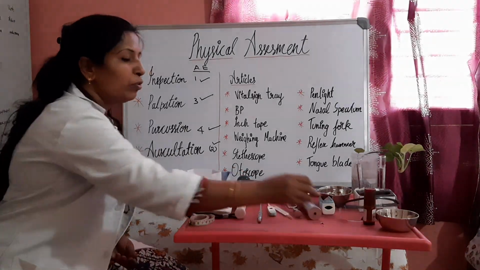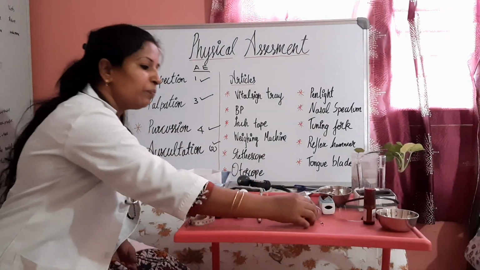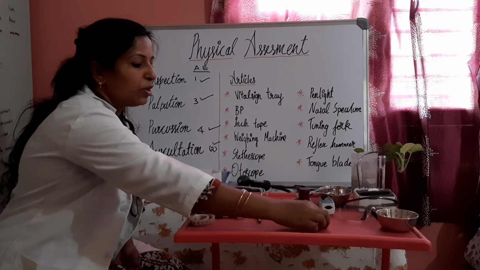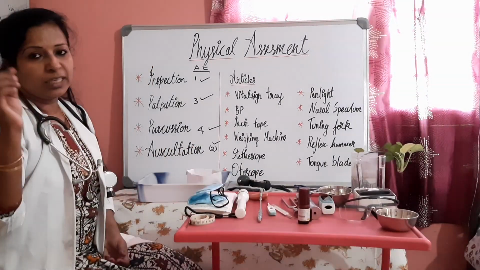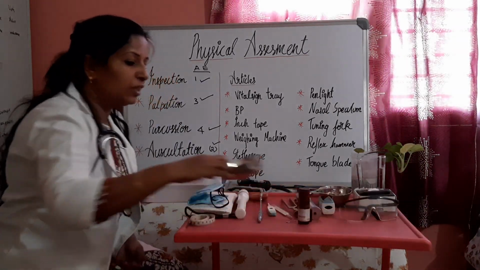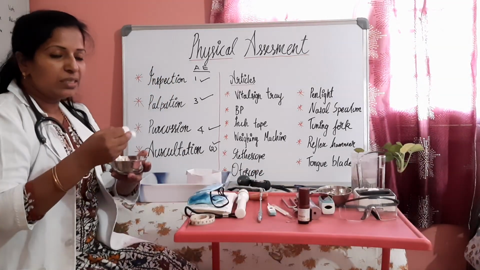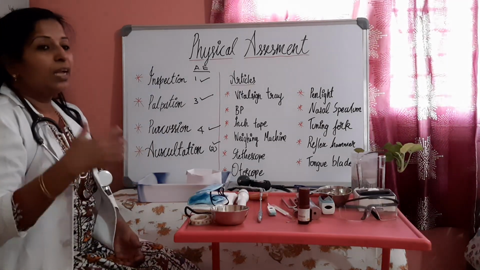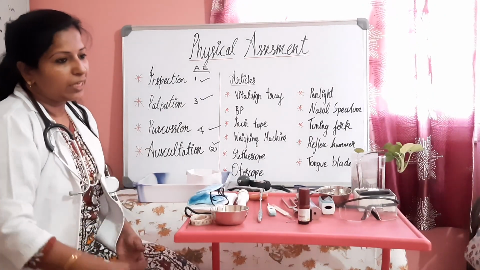For the sense of smell, there can be talcum powder, and a medicine bottle, to check the integrity of the cranial nerves. Again, to check the cranial nerves' integrity, there can be a safety pin or sharp instrument, and a cotton ball. These are all the things useful to check whether the cranial nerves are intact or not.